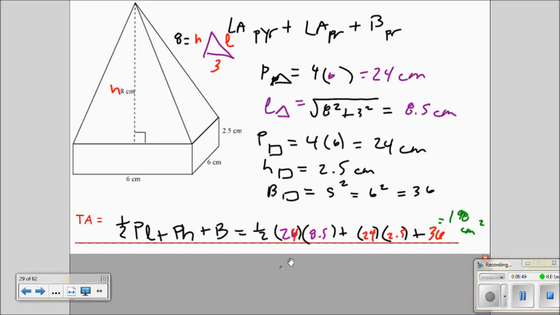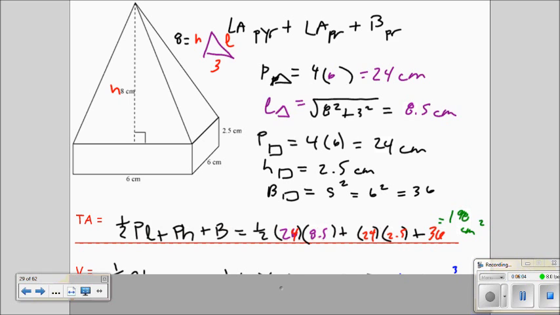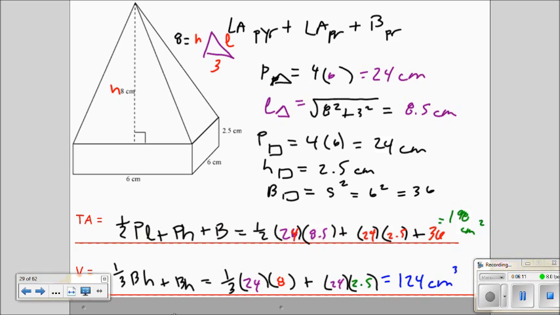Now for the volume. The volume, again, is so much simpler. You just need the volume of your pyramid plus the volume of your prism. So for the pyramid, the volume formula is 1/3 the base area times the height. For the prism, it's just simply the base times the height.